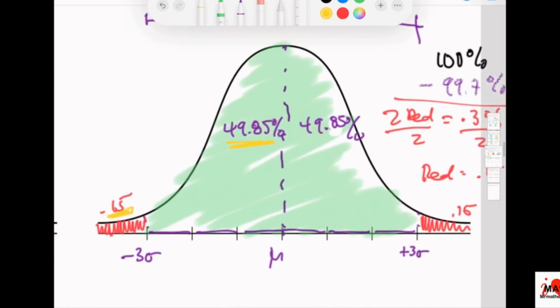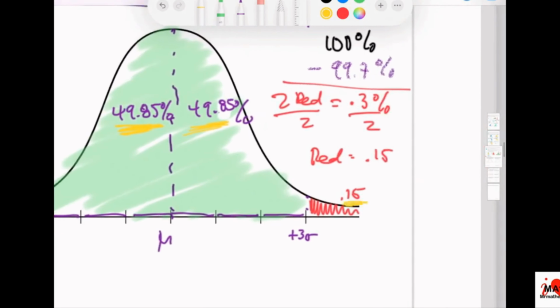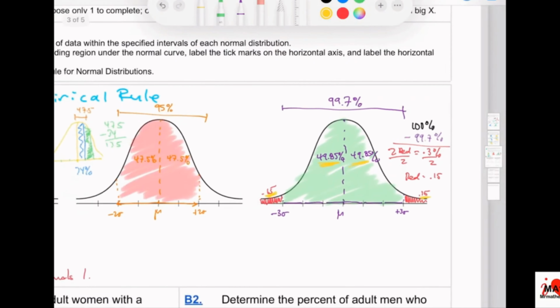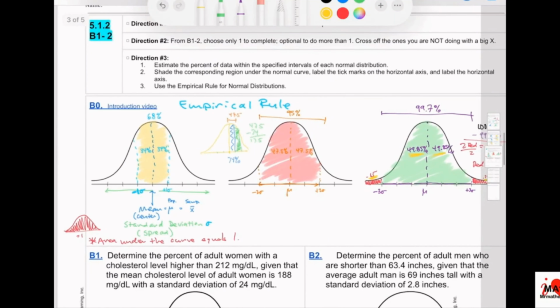Let's try that again. Okay, so 0.15 plus 49.85 plus 49.85 plus 15 will give you 100%. Okay? So this is called the empirical rule. So basically in the next problem set, you're going to do the same thing. You're going to do the shading of region, and then you'll use the empirical rule and kind of divide them up to figure out the estimated percentage.